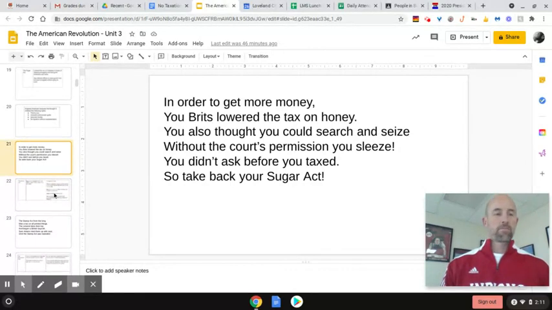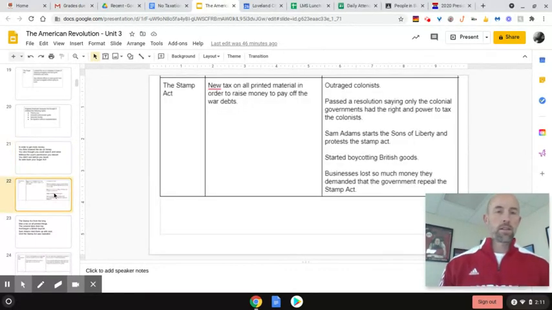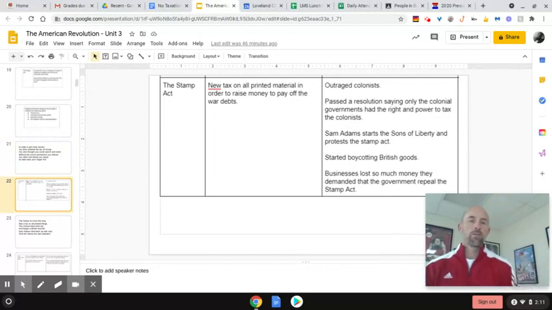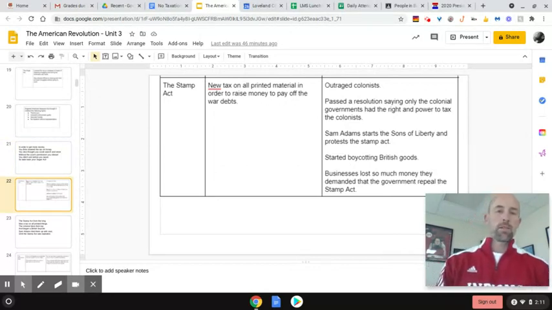All right. Second to last one, the Stamp Act. This was a new tax on all printed materials in order to raise money to pay off the war debt. So anything like a newspaper, a magazine, playing cards even, any wills, any legal documents, there was a tax on all those, and you had to put a stamp on there to show that you paid the tax.